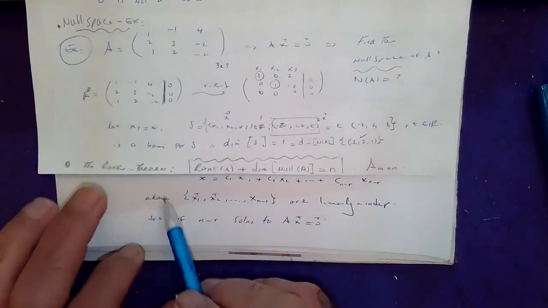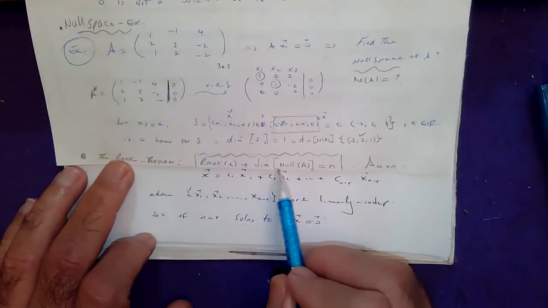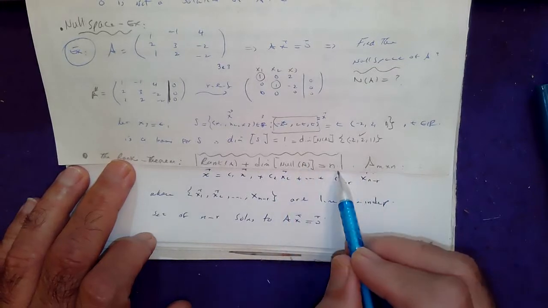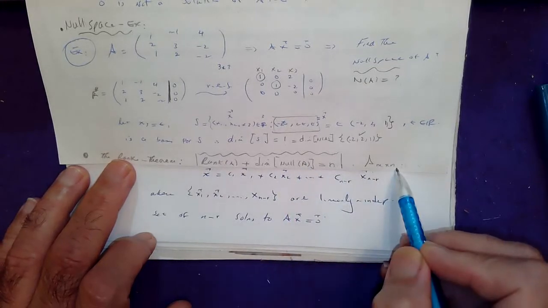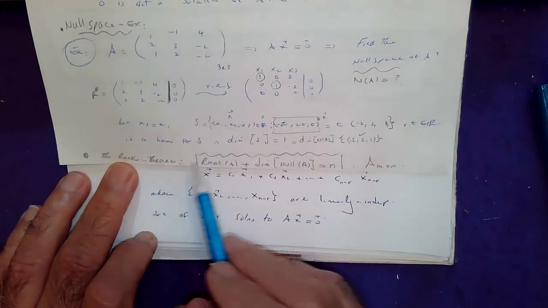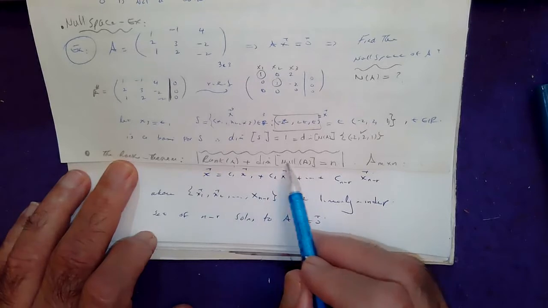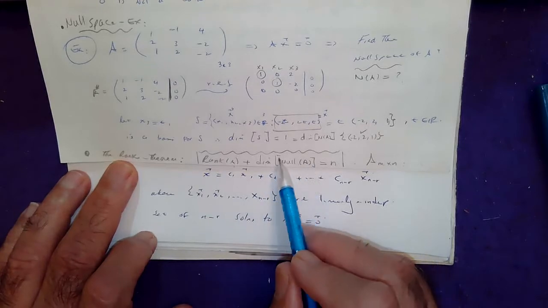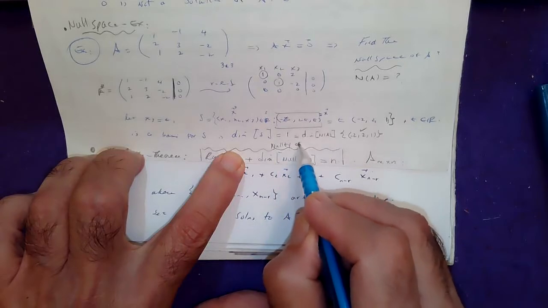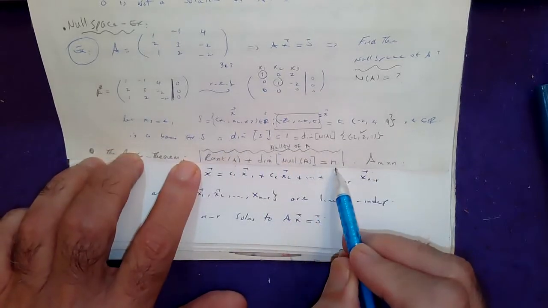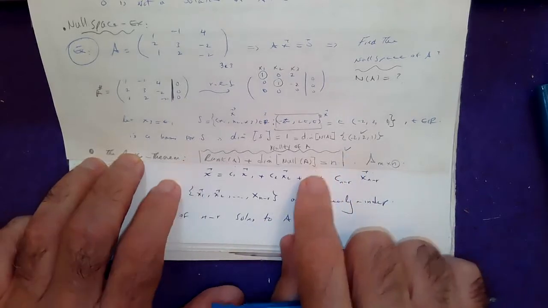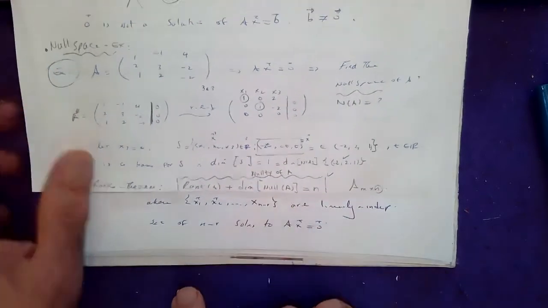Here is a nice theorem. The rank of A plus the dimension of the null space is always equal to n, where n is the number of columns. This is called the rank-nullity theorem. The rank of A plus the dimension of the null space, which is the same as the nullity of A, should always add up to the number of columns of A. Keep this handy formula in mind to check your answers.